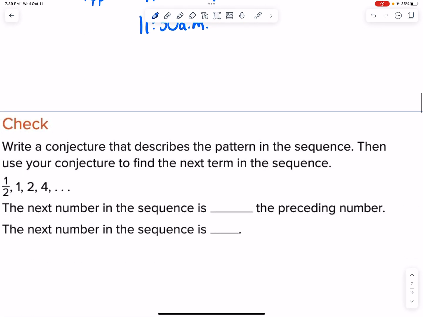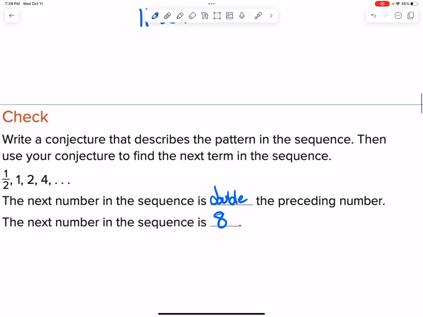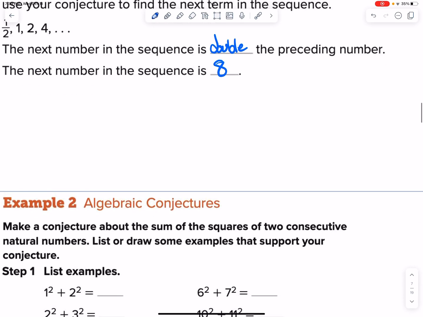Again, take a second to try this. Make sure you try and fill in the blank, but once you have an opportunity, you can go ahead and hit resume. So hopefully you took that opportunity. It says the next number in the sequence is double the preceding number, or you could have put 2 times, whatever you want. The next number in the sequence is going to be 8. Again, this is a conjecture based on a pattern observed.